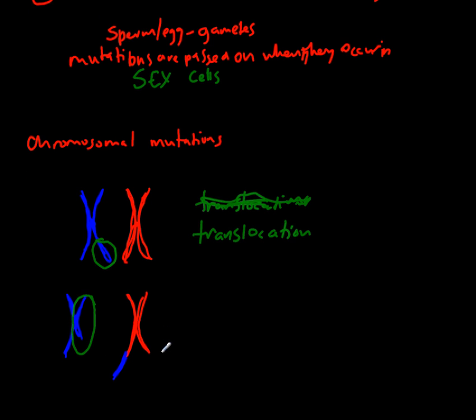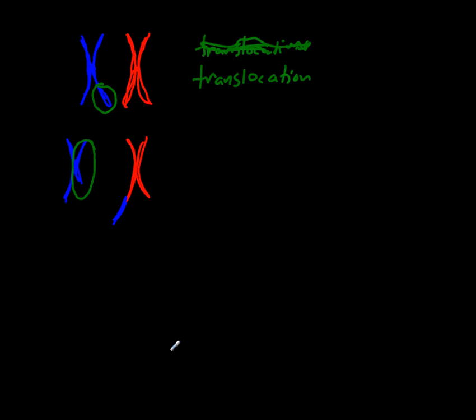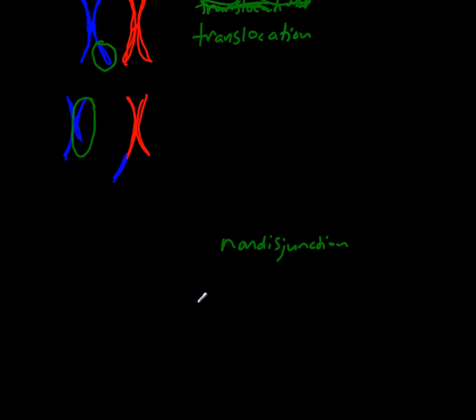The other chromosome mutation that can occur is called non-disjunction. If you look at this word, disjunction just means separating, and so it happens when chromosomes don't separate. Let's say we start off with those homologous pairs again. We have dad's chromosome here, and then we have mom's chromosome here.